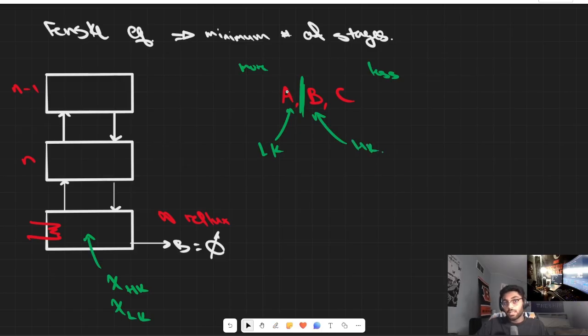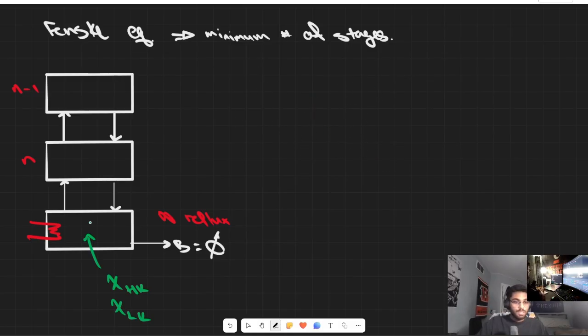The light key is the lightest component that shows up in the bottoms of your distillation column, whereas the heavy key is the heaviest component that shows up in the distillate. Sorry, I mixed that up: the heavy key is the heaviest component that shows up in the distillate exiting your total condenser at the top of your distillation column. So these are just some basic terms for us to continue our derivation.